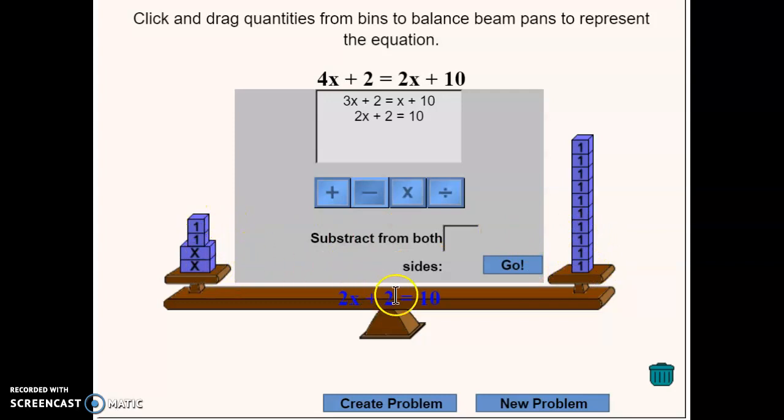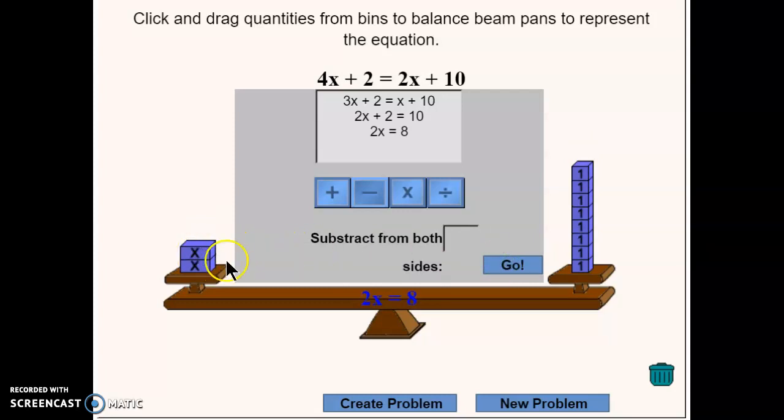Now I would like to get rid of the 1 because I want to keep the x on one side and the number on the other side. So on the left hand side I have x and number, the right hand side only has number, so I want to keep the left hand side only having x and get rid of all the numbers, so I can take away this 2, so take away 2 from both sides.